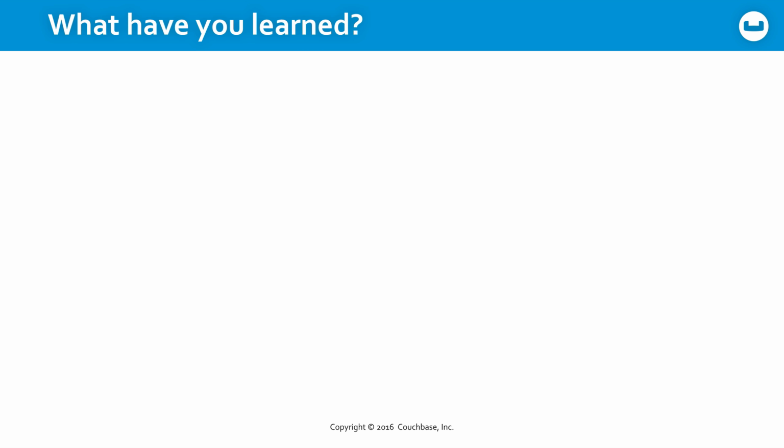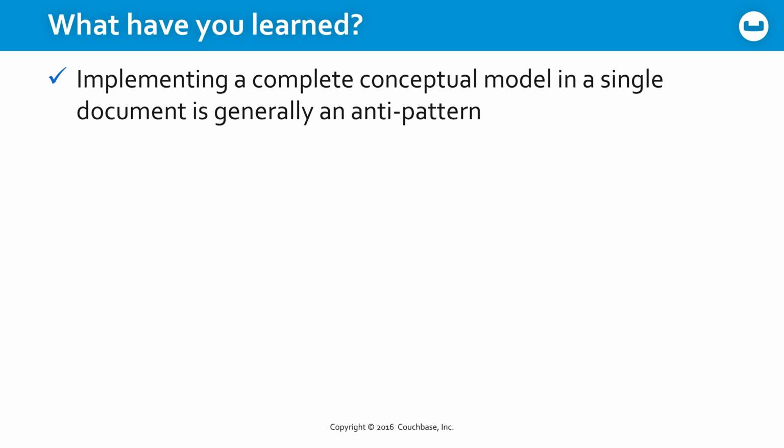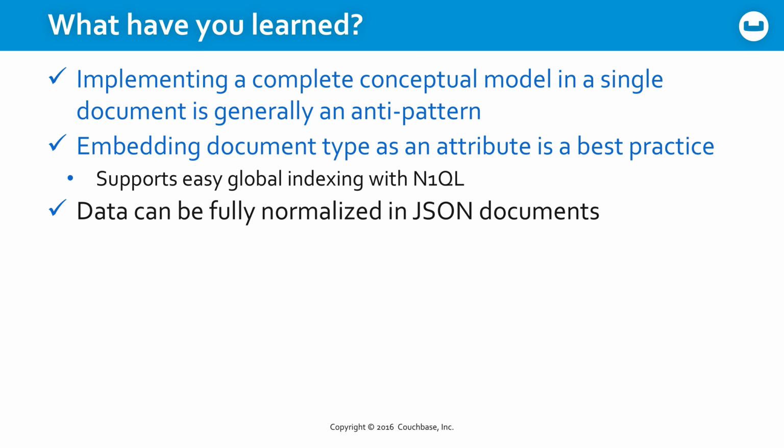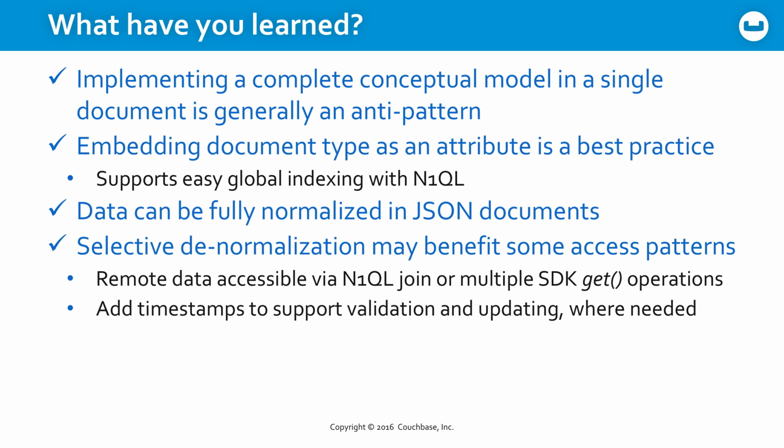So what have we learned here? First, implementing a complete conceptual model in a single document is generally speaking an anti-pattern. Embedding the document type as a top-level attribute rather than placing the entire document within a root attribute is a best practice. It supports easy global indexing with nickel. We also have seen that data can be fully normalized in JSON documents. There's nothing to prevent that. It's just that we give you the opportunity to relax.